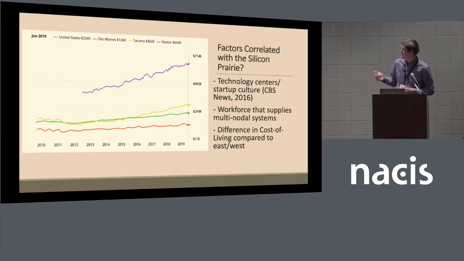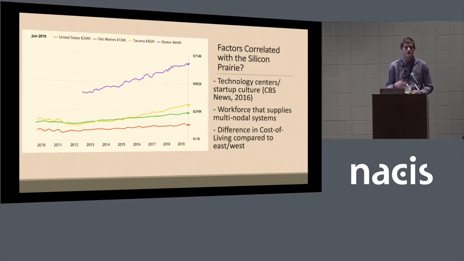So if you look at the chart, this is from Zillow. I love Zillow. I search it all the time. The chart displays, in June of 2019, the median sale price of a home. On average, in the United States, $234,000. If you look at Des Moines, which is in the Silicon Prairie, we have $136,000. Pretty good. Tacoma, where we're at now, about $320,000. And Boston, $644,000. So you see that the Midwest and Great Plains area is affordable.